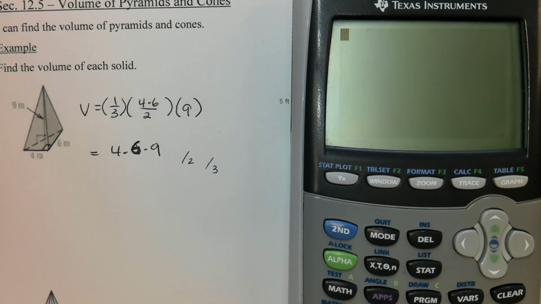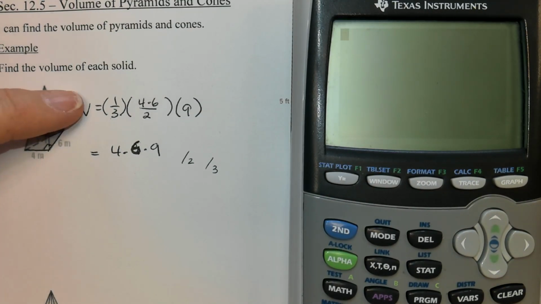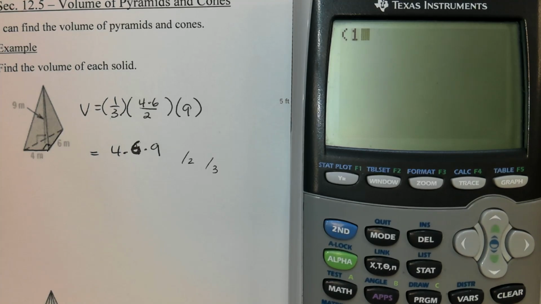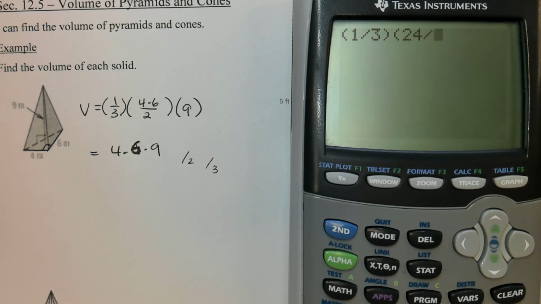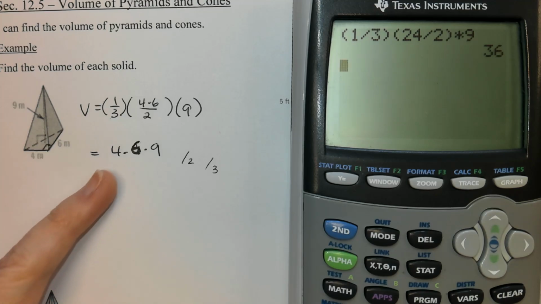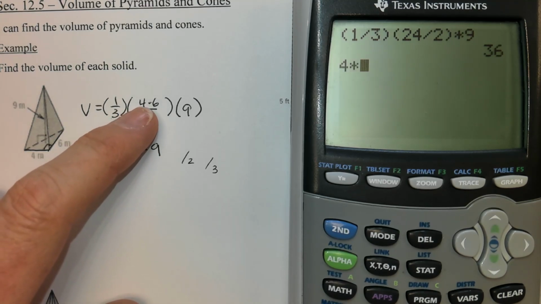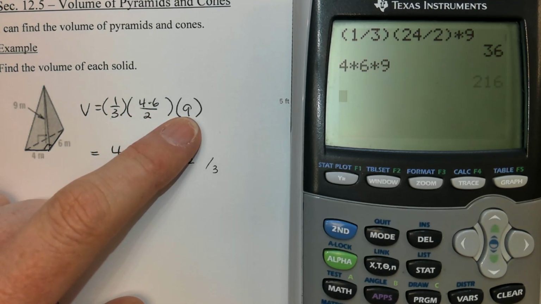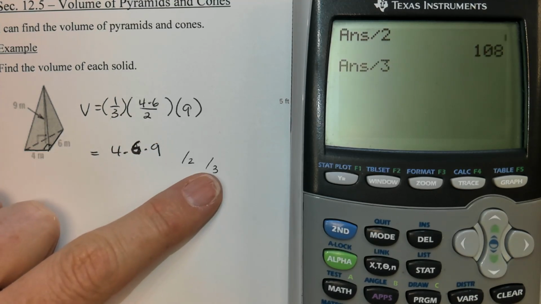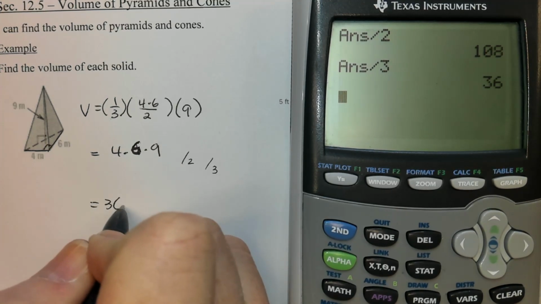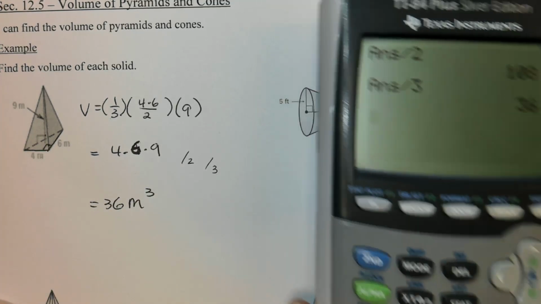So first, if you're going to enter it as one shebang, like that whole thing all at once, make sure that you put parentheses around your 1/3. And then 4 times 6 is just 24 divided by 2, and then times the 9. The other way you can do it is do the 4 times 6 times 9 divided by 2, and then divided by the 3. So in either case, we get 36 meters cubed.